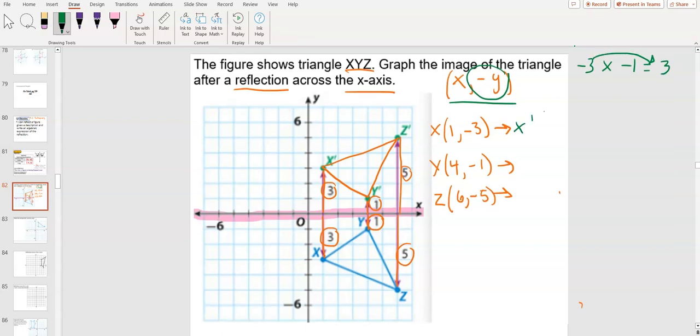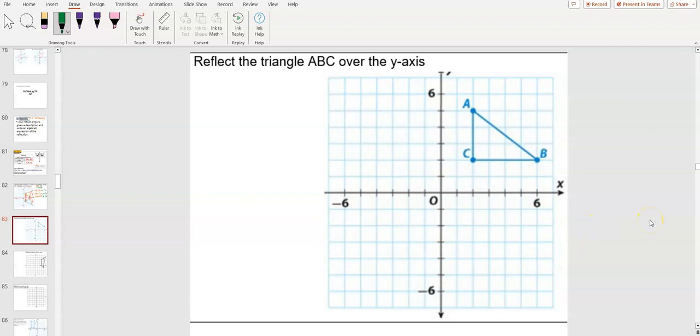So I'm going to rewrite x prime as 1, +3. Y prime becomes 4, +1 instead of negative. And Z prime becomes 6, +5. Okay, and so you can see here that the -3 turned positive, the -1 turned positive, the -5 turned positive. So the only thing I did was change the y value. And then we can double check that that's correct by checking our points. This is +1, +3. Y is at 4, 1, and Z is at 6, 5.